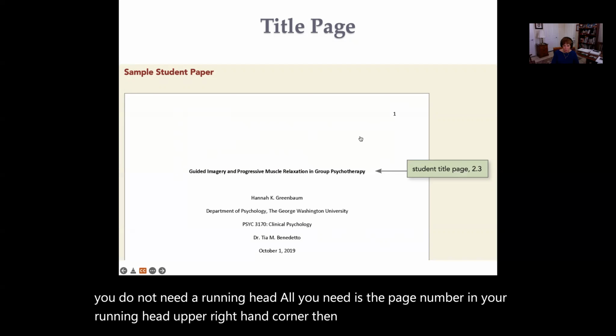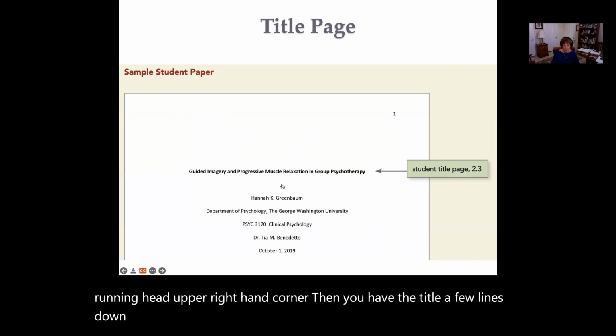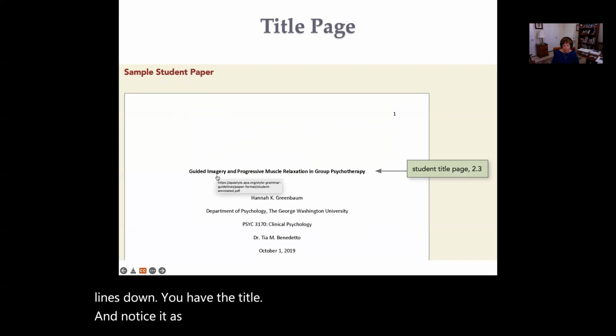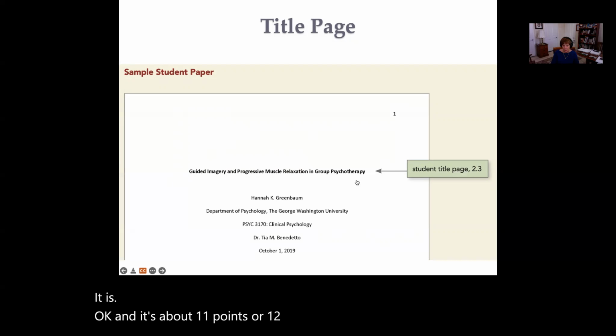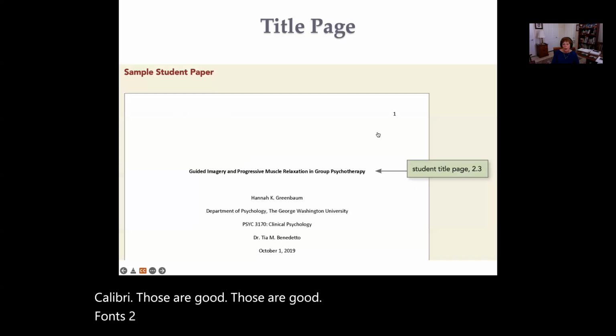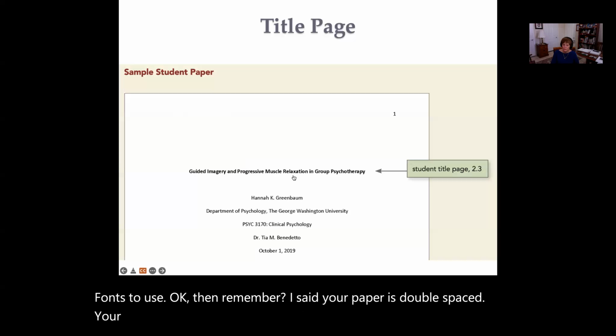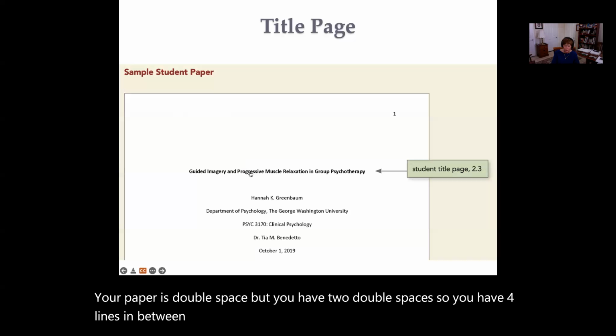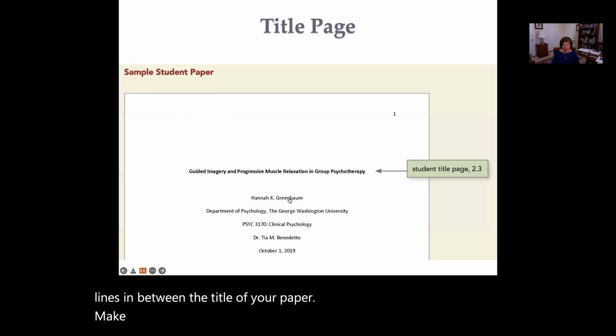Then you have the title, a few lines down. You have the title, and notice it is centered, and it is bolded, okay? And it's about 11 points or 12 points. I would use Times New Roman or Calibri. Those are good fonts to use. Then remember I said your paper is double spaced. Well, your paper is double spaced, but you have 2 double spacings. So you have 4 lines in between the title of your paper, make it catchy, and your name.